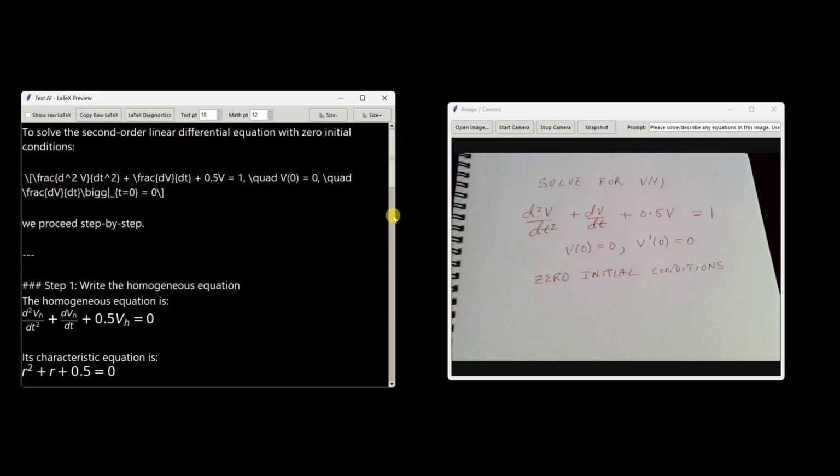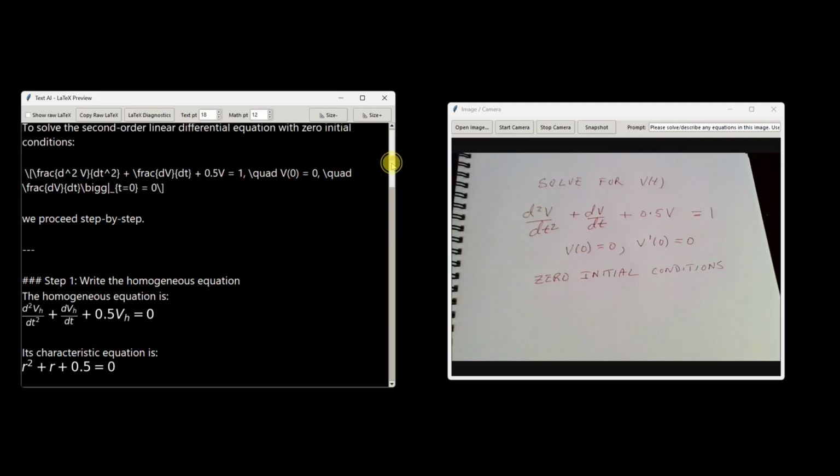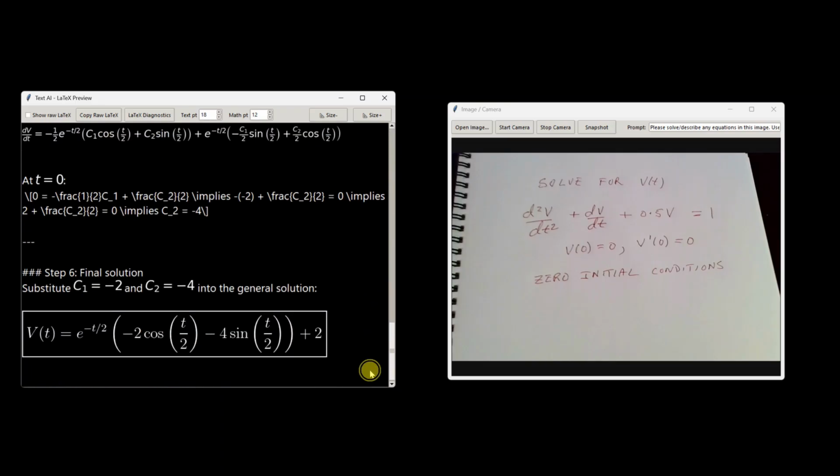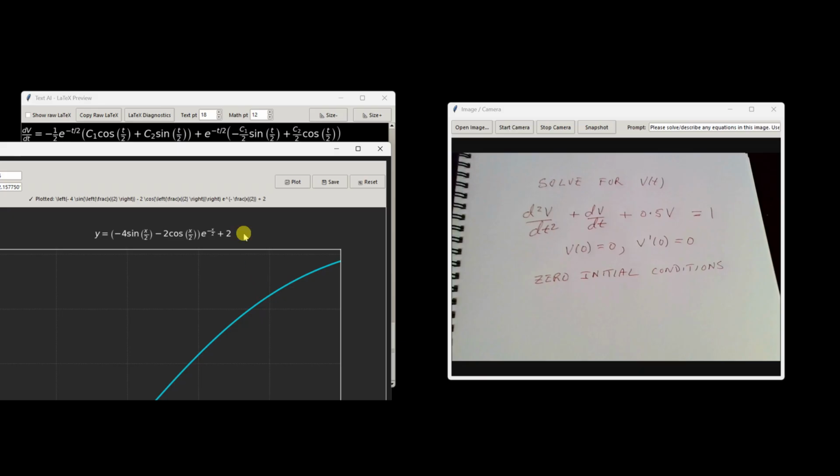To solve the second-order linear differential equation with 0 initial conditions, d squared v over dt squared plus dv over dt plus 0.5 v equals 1, v(0) equals 0, dv over dt at t equals 0 equals 0. We proceed step by step. Step 1: write the homogeneous equation. Graph that. Plotting the function.